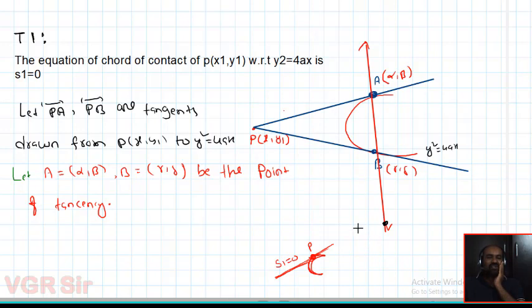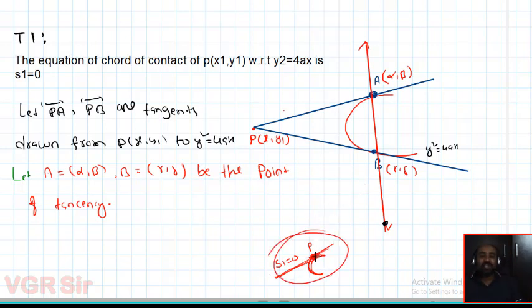Same. Here P is outside, no? If P is on the conic, through that point you can draw a tangent. What is the equation of the tangent? That is nothing but S1 equal to 0. If P is outside, the chord of contact becomes S1 equal to 0. Not yet proved. But this one is already proved, no?